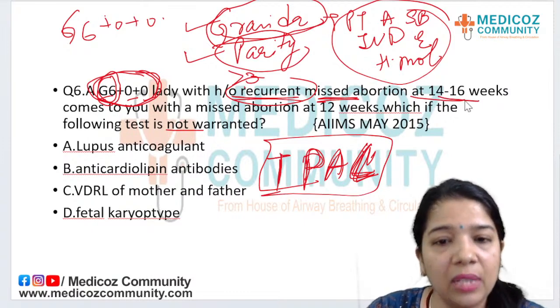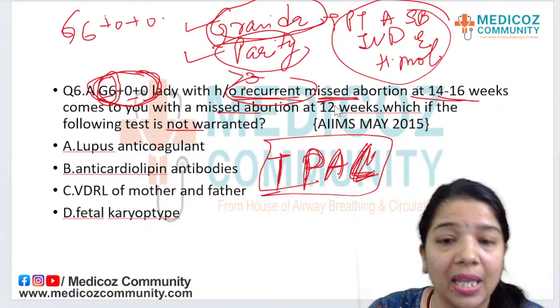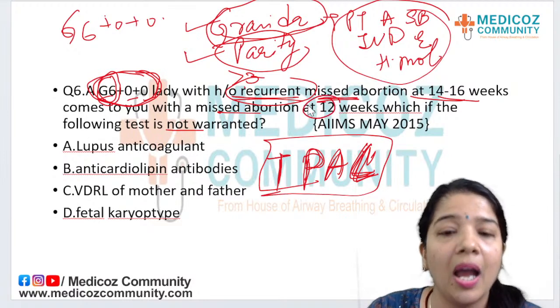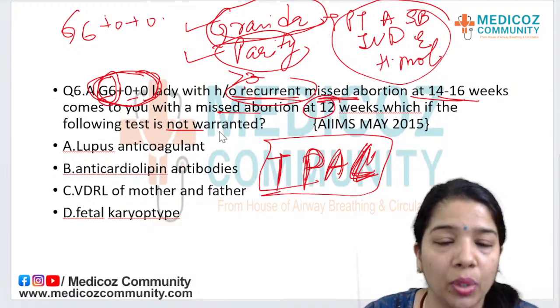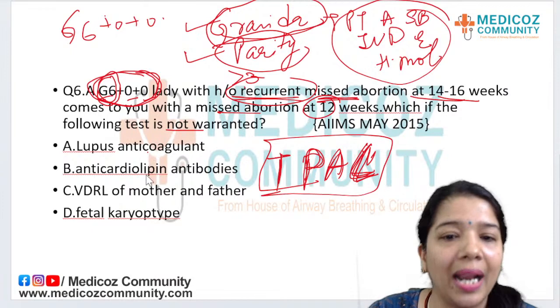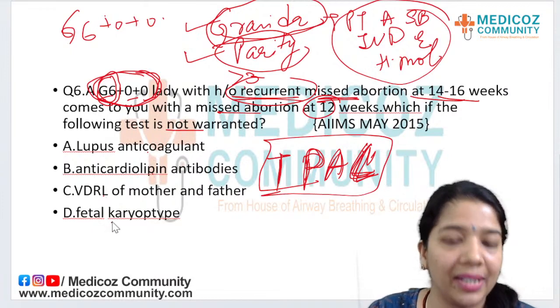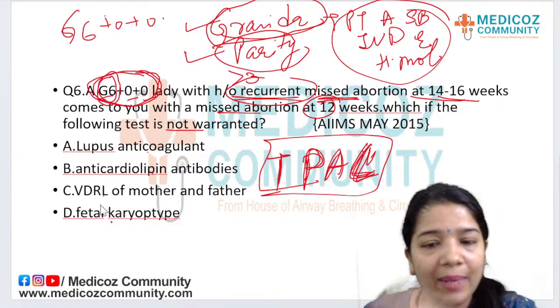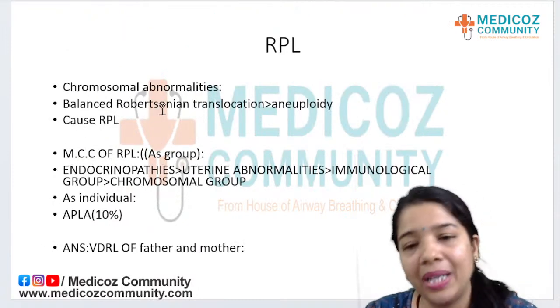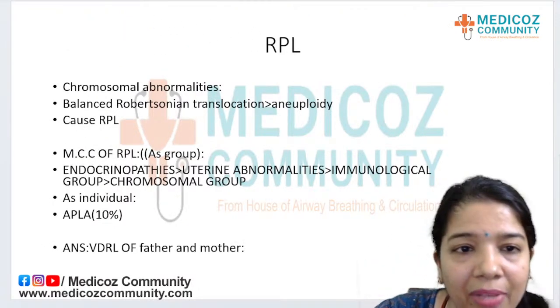अभी 14 to 16 weeks comes to you with a missed abortion at 12 weeks. अभी फिर से missed abortion है उसको 12 weeks पे. अभी इसमें से कौन सा test you will not do? Lupus anticoagulant, anticardiolipin antibodies, VDRL, fetal karyotype. Okay, so this is very important, and a brief discussion of RPL we'll do over here.